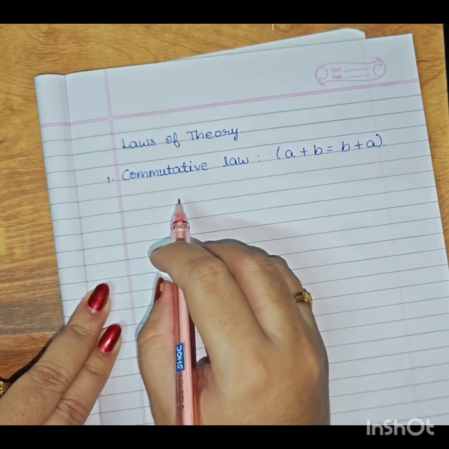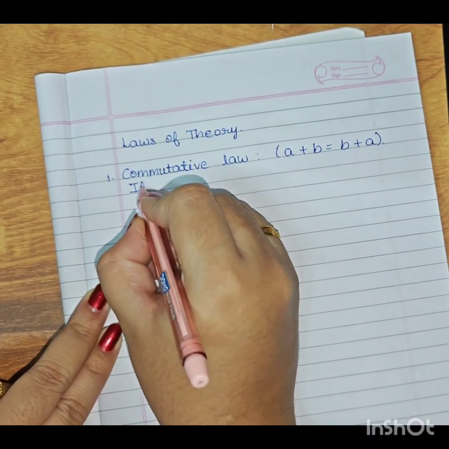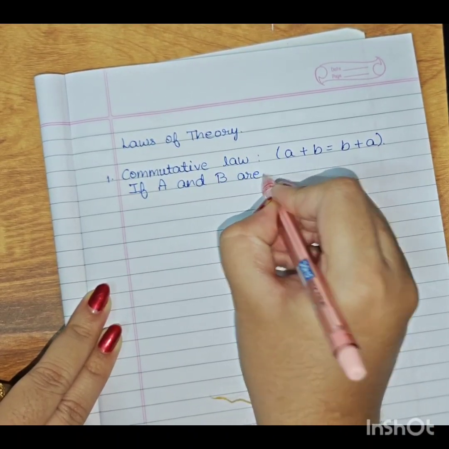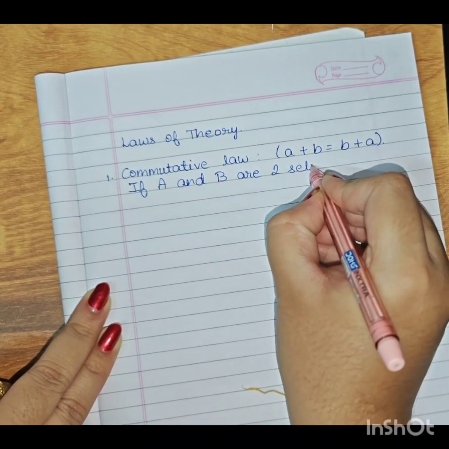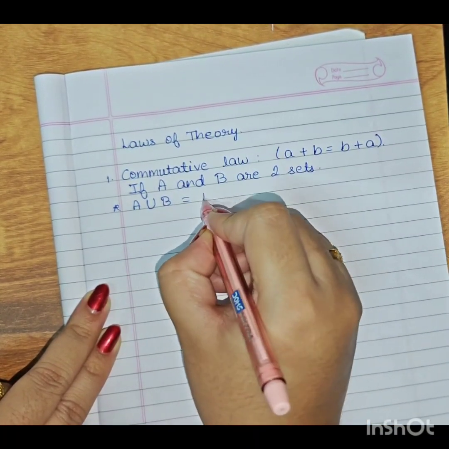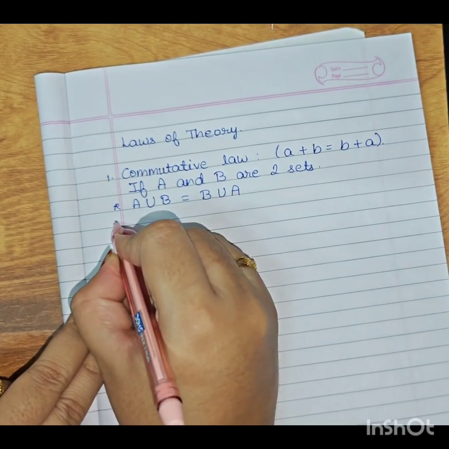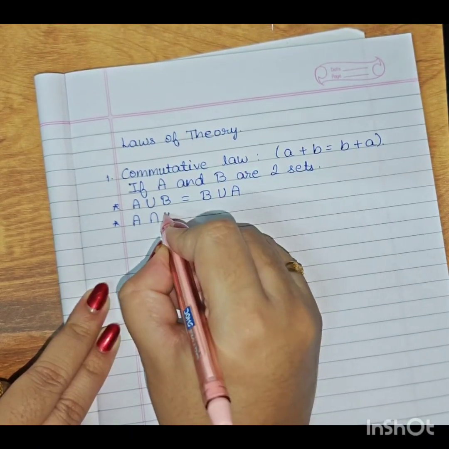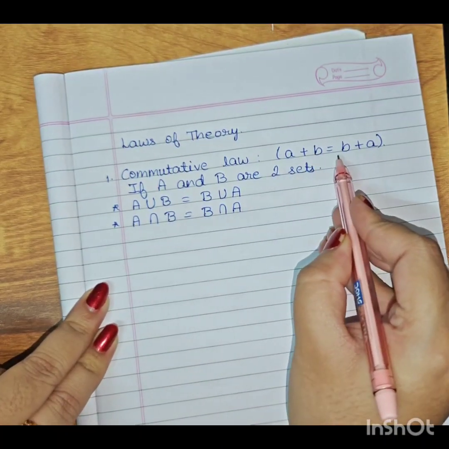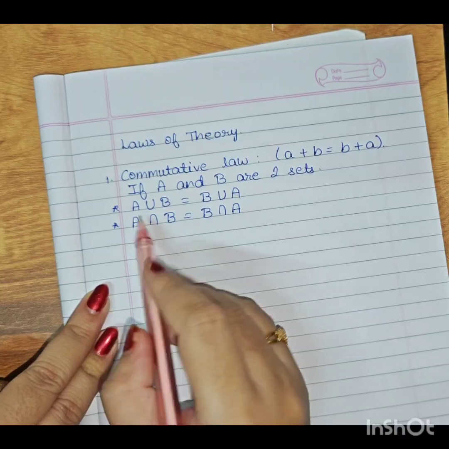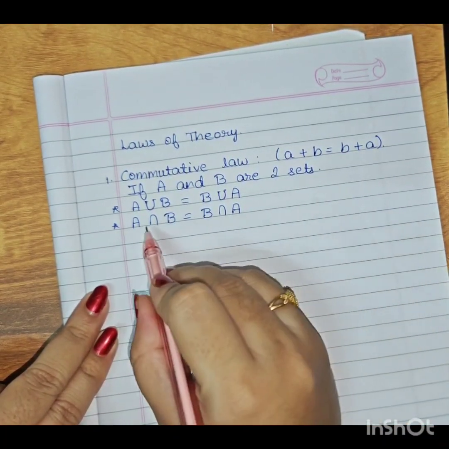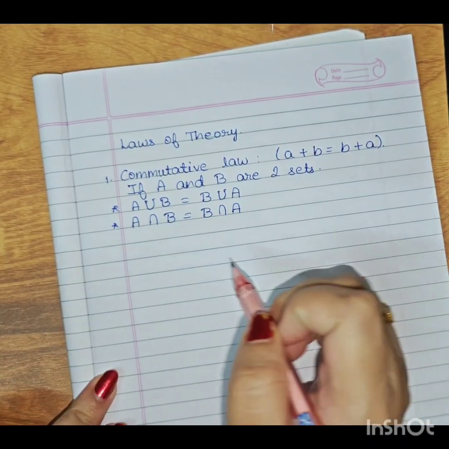So in set theory, if A and B are any two sets, we will get two formulas. First one is A union B equals B union A, and the second is A intersection B equals B intersection A. This is nothing but the same as A plus B equals B plus A. In the same manner, A union B equals B union A, and A intersection B equals B intersection A.